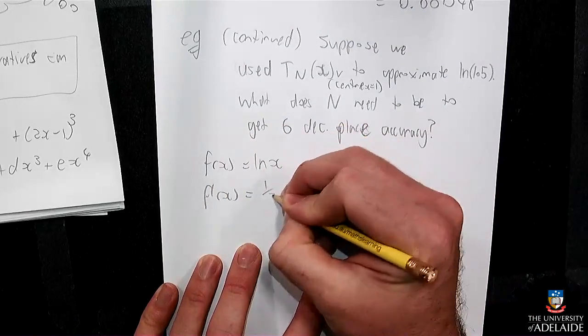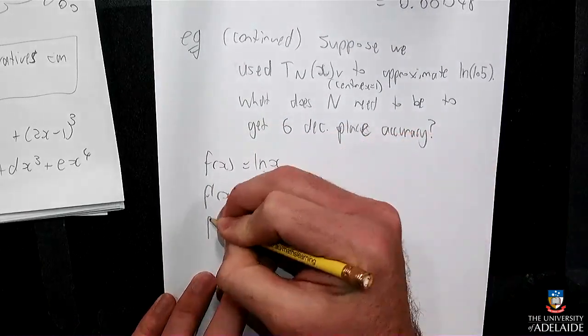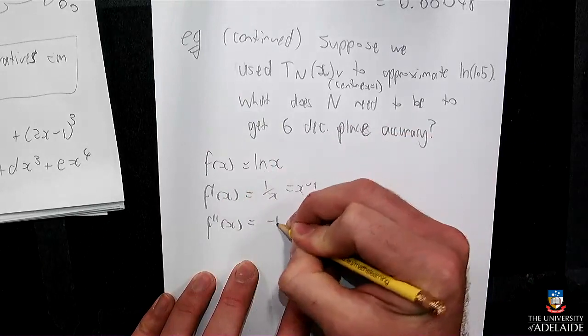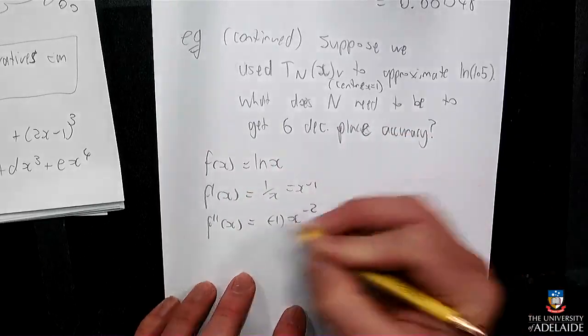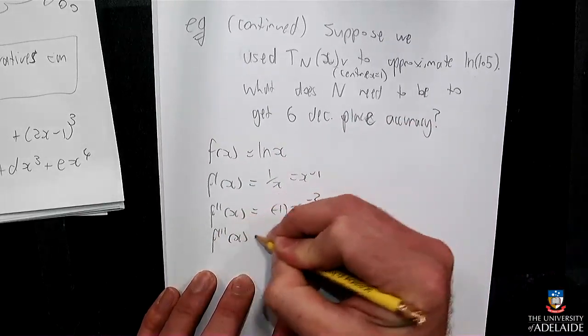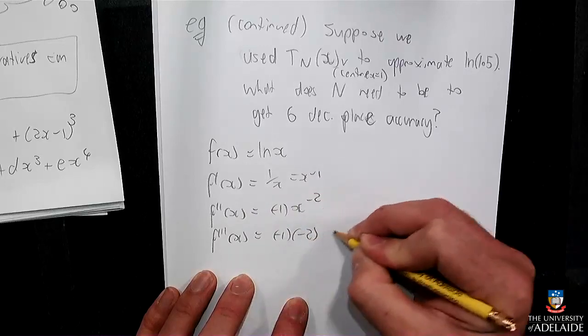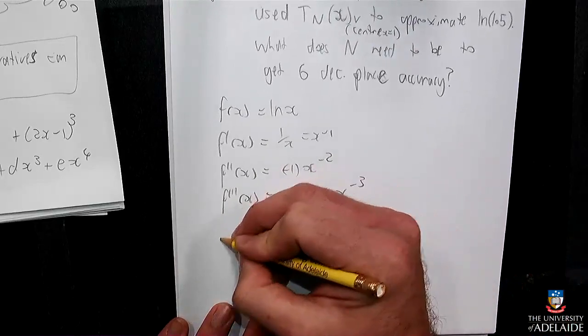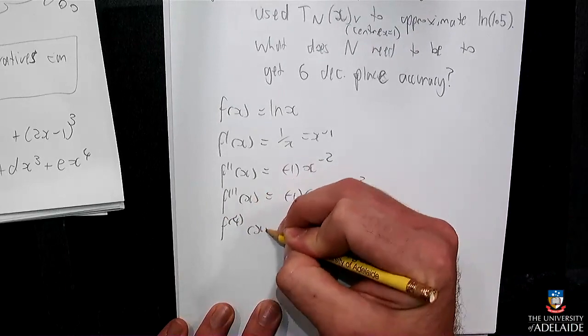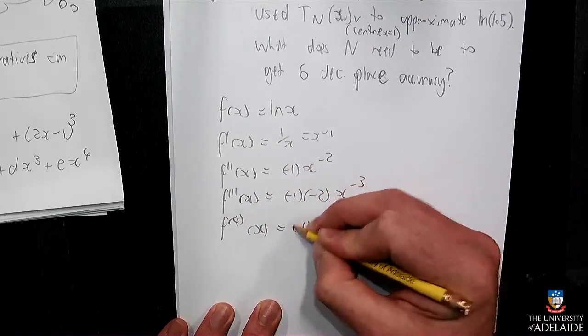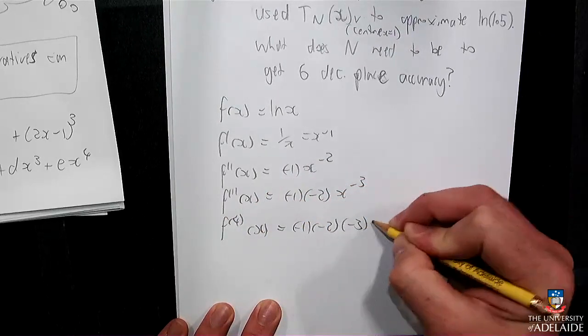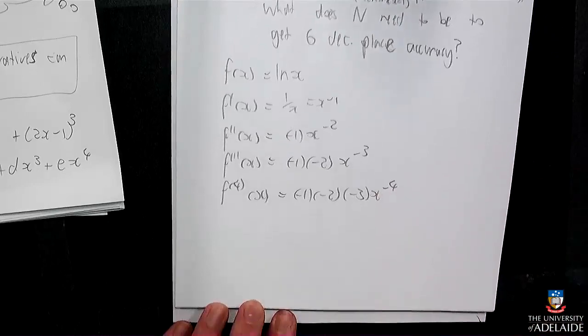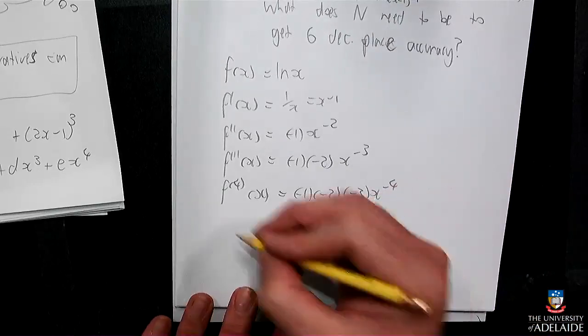That's 1 over x, which was x to the minus 1. f double dashed x was minus 1 times x to the minus 2. f triple dashed x was minus 1 times minus 2 times x to the minus 3. The fourth one was minus 1 times minus 2 times minus 3, x to the minus 4. And the fifth one, we'll do the fifth one just.